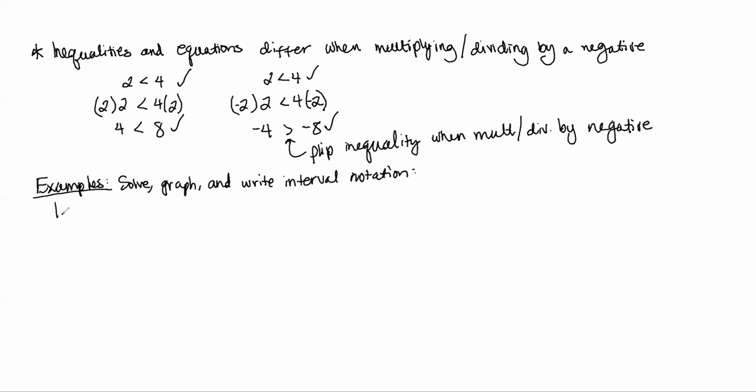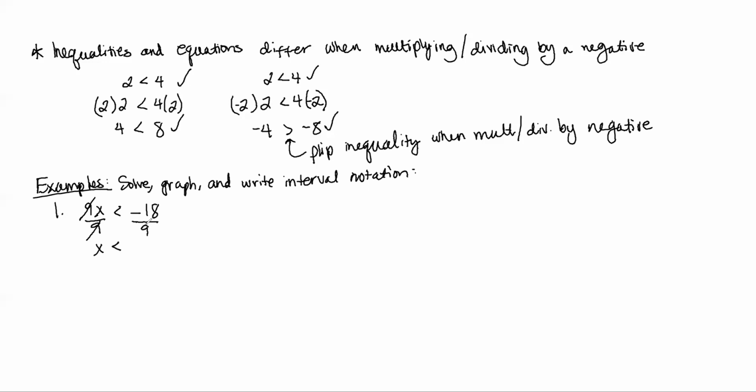Number 1, 9x is less than negative 18. So solving this one, we already have all the variable terms on the left, constants on the right. So we want to go ahead and divide by 9. So left side cancels, we get x. We didn't divide by a negative, even though there's a negative up here, that's perfectly fine. So we don't need to flip.